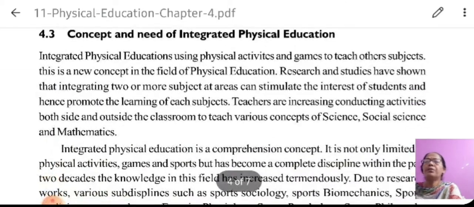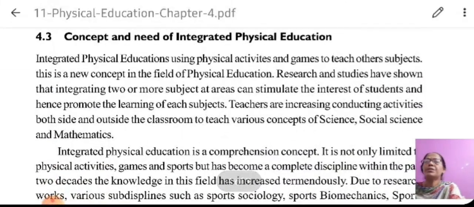Concept and need of integrated physical education. Integrated physical education uses physical activity and games to teach other subjects. This is a new concept in the field of physical education.